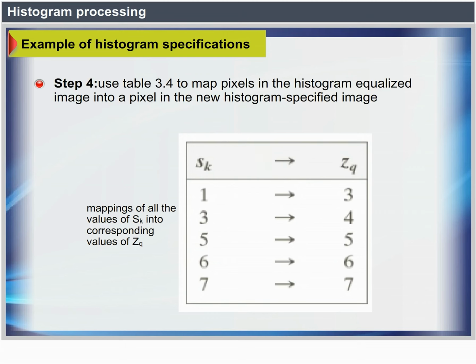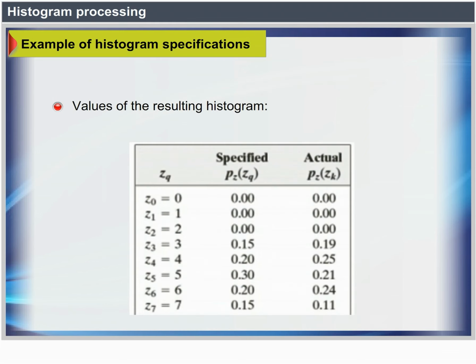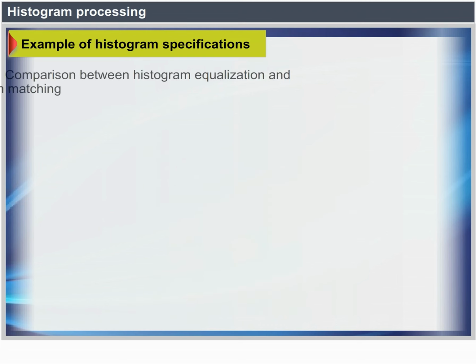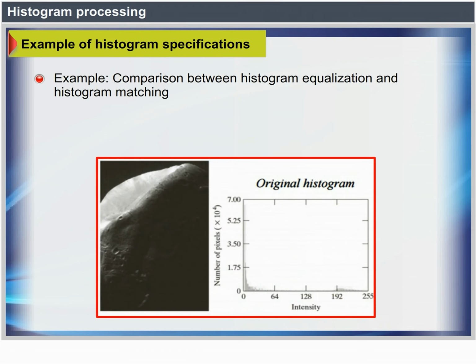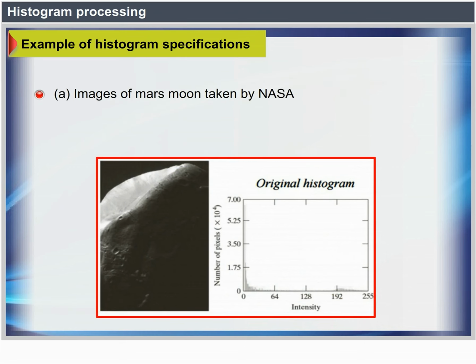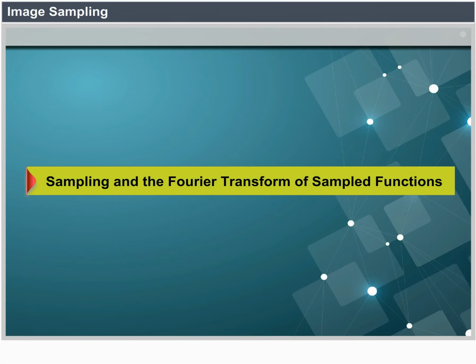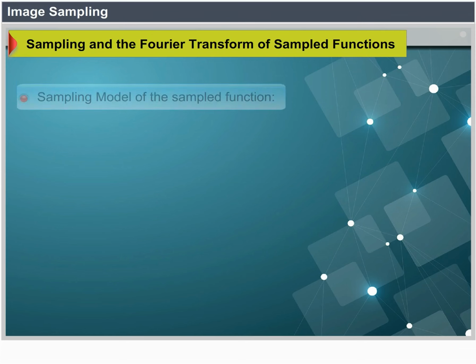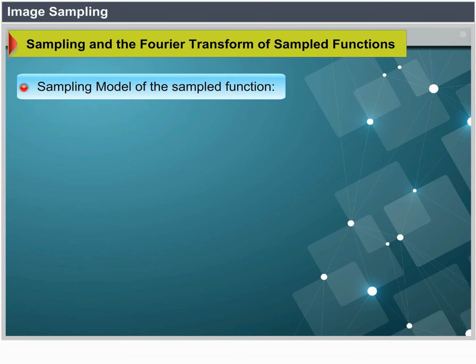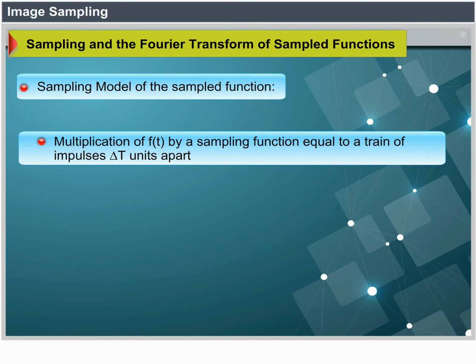Sampling and the Fourier transform of sampled functions. Sampling model of the sampled function. Multiplication of f(t) by a sampling function equal to a train of impulses delta t units apart. The equation is as shown on screen, where a represents a continuous function, b a train of impulses, c the sampled function formed with the product of a and b, and d the sampled values obtained by using the shifting property.